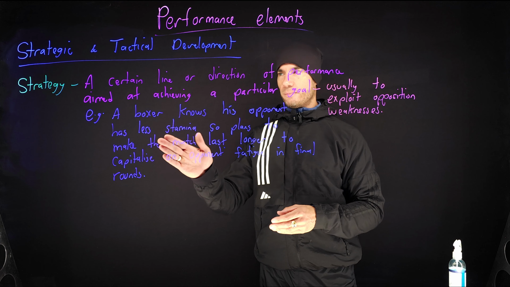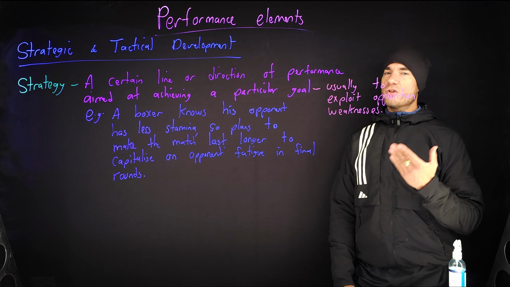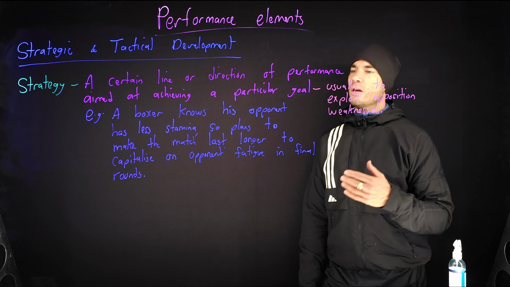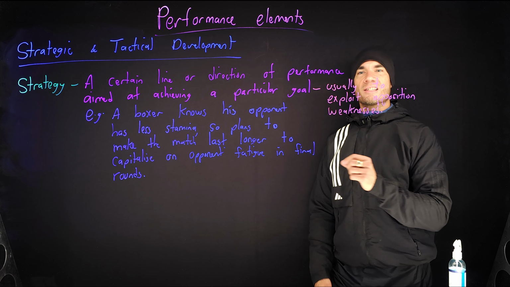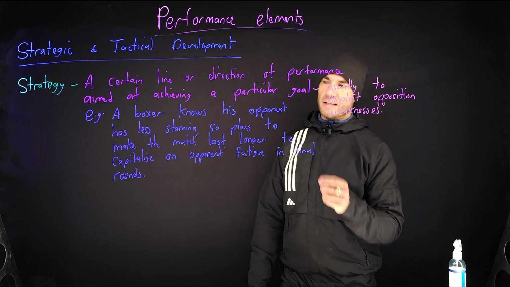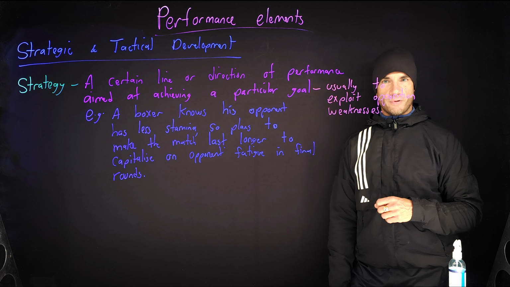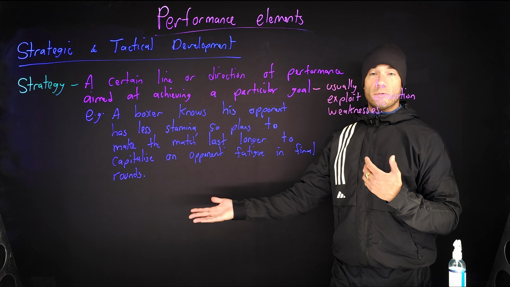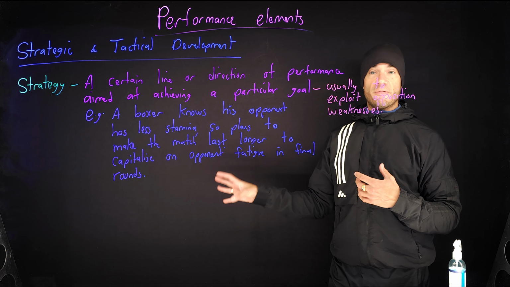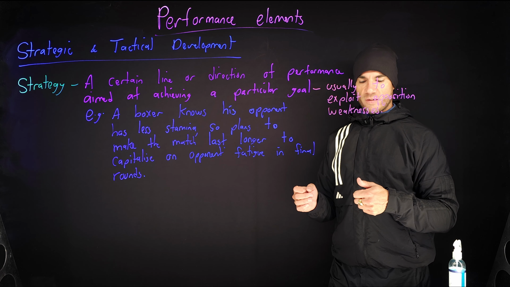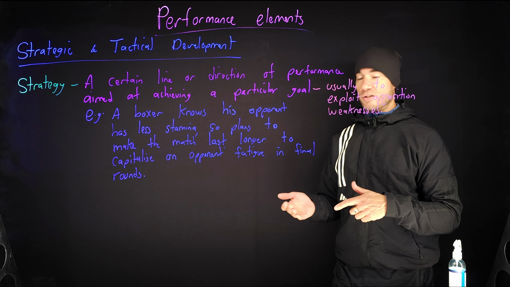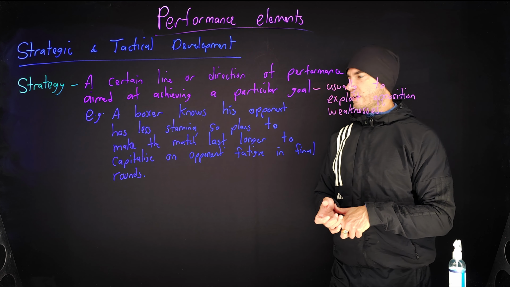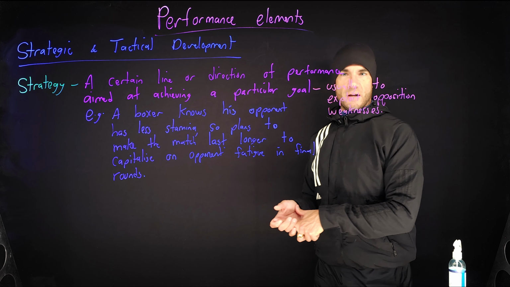So for example, a boxer. A boxer knows that his opponent has less stamina, so plans to make the match last longer to capitalize on the opponent's fatigue in the final rounds, all right? So let's say I'm a boxer, I'm facing someone else. The guy I'm facing has superior power to me. Maybe he's got longer reach than me. However, he's like a one punch man, all right?